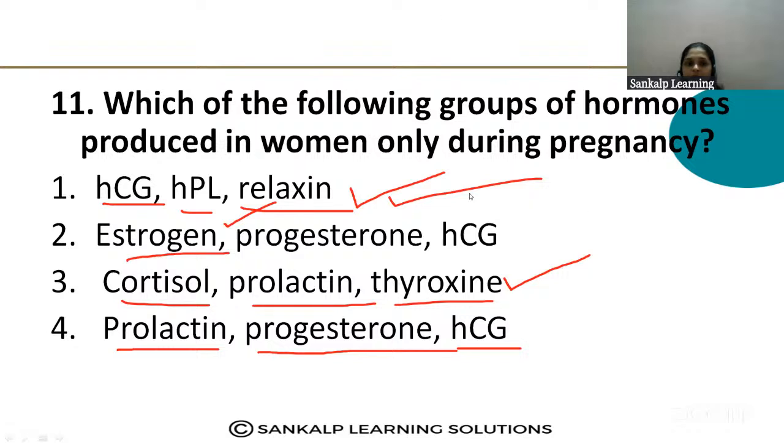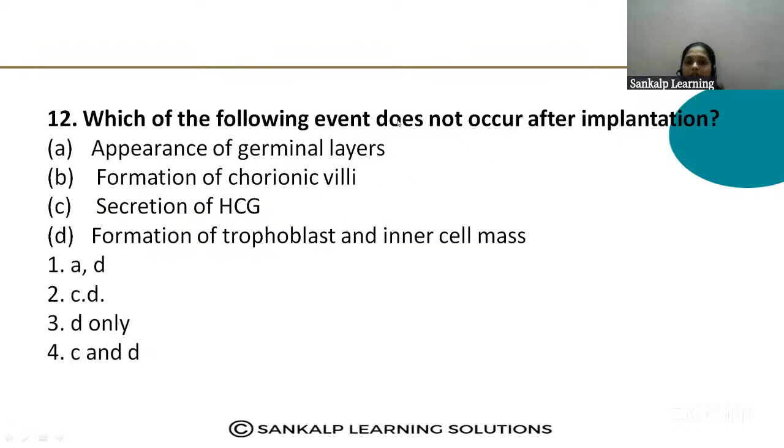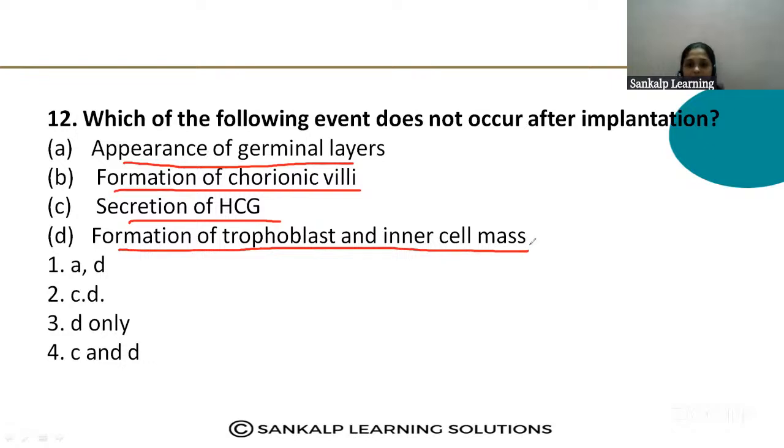Next question. Which of the following events does not occur after the implantation? Appearance of the germinal layers, formation of the chorionic villi, secretion of the HCG, formation of trophoblast and inner cell mass. Read the question properly.